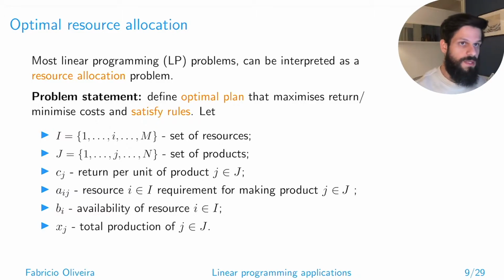So with these elements, I have everything I need to be able to state my problem, because basically what I'm trying to do is decide. So I have to make decisions in terms of how many products xj I make for all j. So that's my decision variable, right?